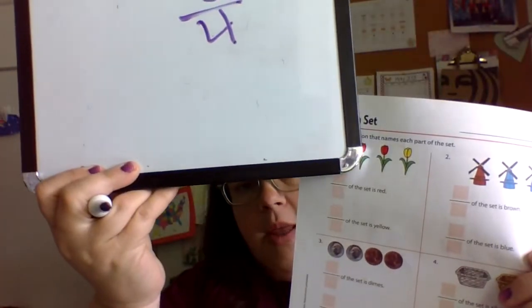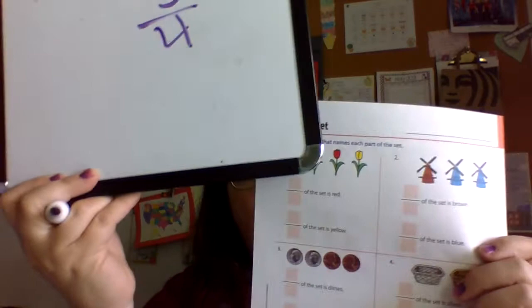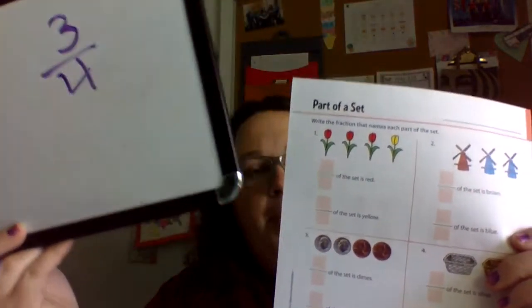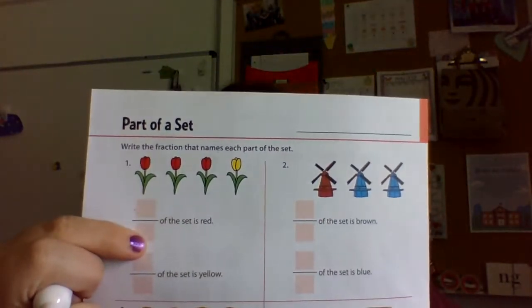Right here on the top, you're going to write 3 out of 4, which means that how many are out there altogether? 4 is your bottom number. That's your denominator. So each of these words have a name, numerator and a denominator. So the numerator is how many of this, and then the denominator is how many altogether. So 3 are red, 4 altogether. 1 is yellow, 4 altogether. Same thing here, sets of this.